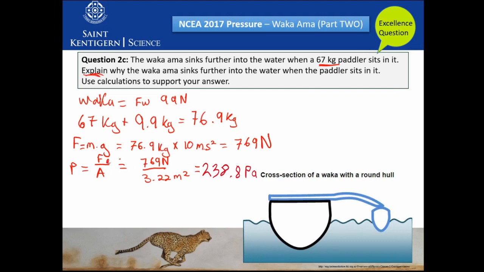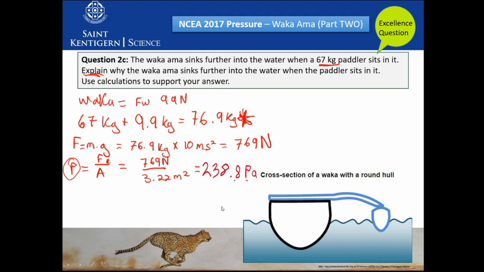Okay, so in your explanation, because we're explaining, you will explain that because the mass went up, the force went up, and if the force goes up, the pressure goes up, but the area remained the same. So hence, the pressure is now a lot higher.